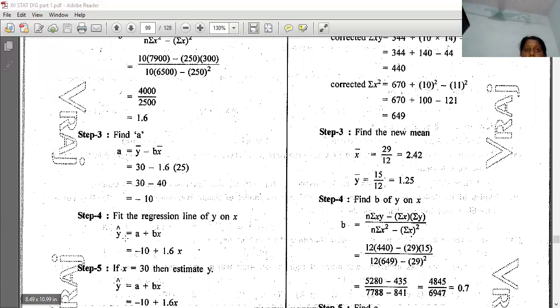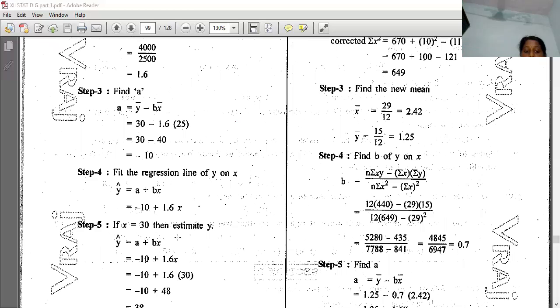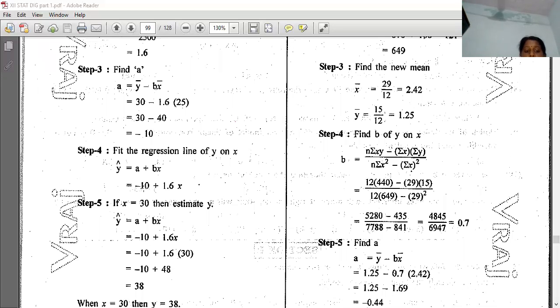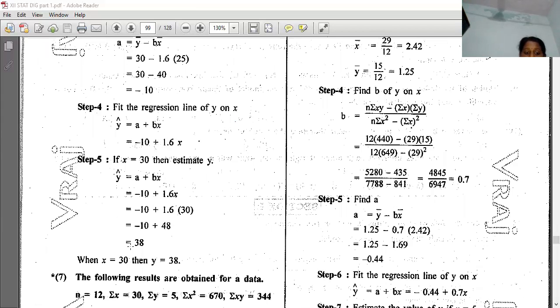Then step 4, that is to fit the regression line y on x, y cap equal to a plus b x. Substitute the values. So x value is given. Here in step 5, after step 4 you can write a simple statement: substitution of x equal to 30 in the regression line, that is y cap equal to a plus b x. After substituting the value you will be getting y is equal to 38.